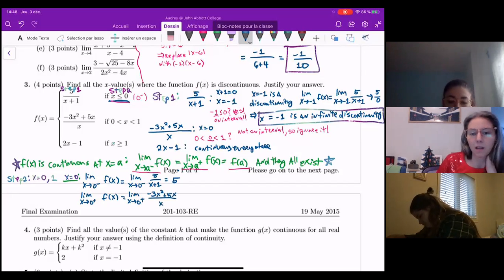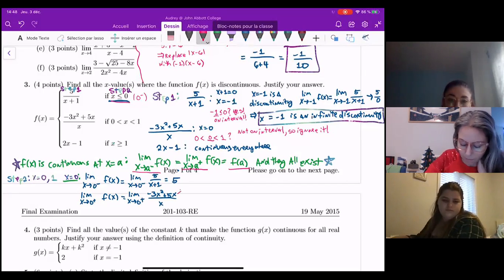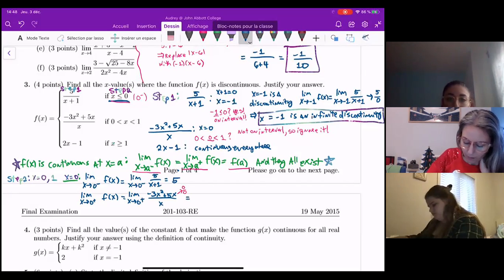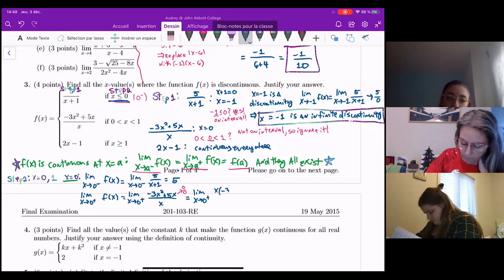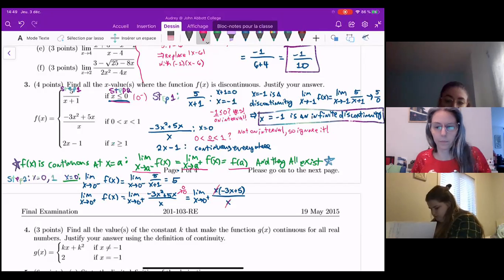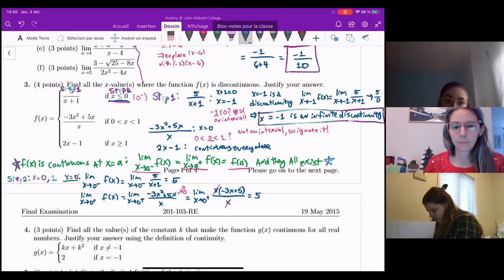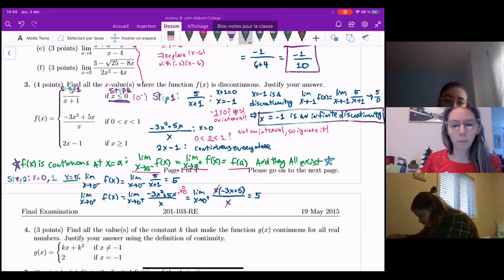And what happens when I plug in here? I get 0 over 0. So that means I'm not done, right? That means I have to actually evaluate this thing by factoring out that x on top and canceling. So I do that, and I end up with this is equal to 5. Am I done with this problem?